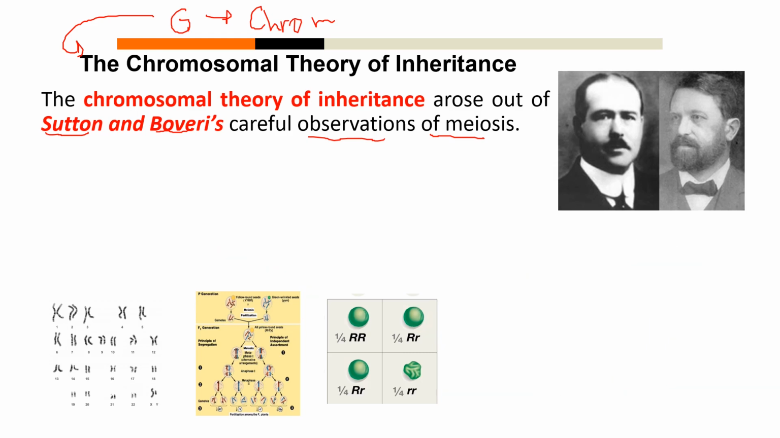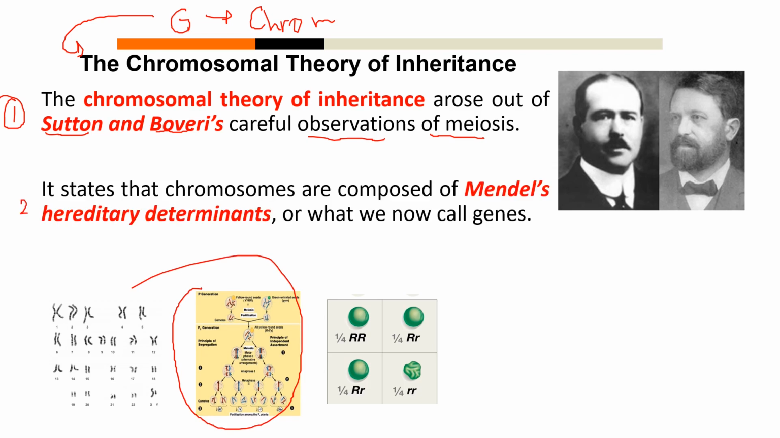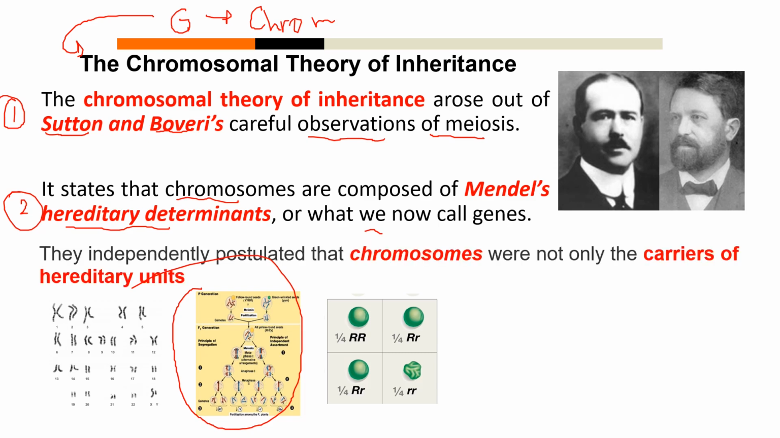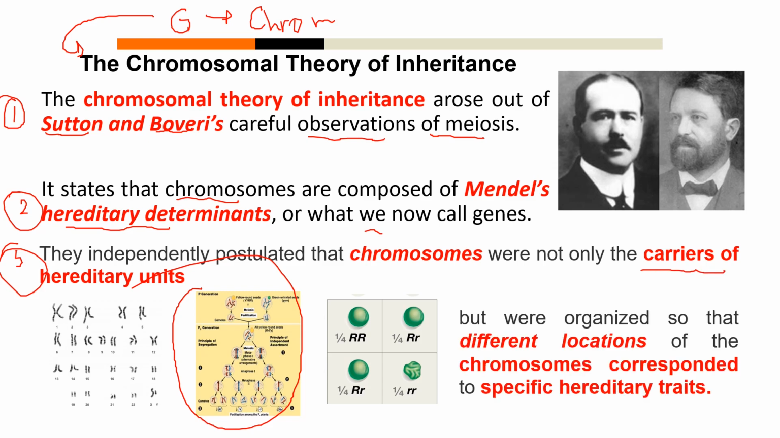So just to recap, remember that these two scientists proposed the chromosomal theory based on their observation of this process called meiosis. And then they state that chromosomes are composed of Mendel's hereditary determinants that now we call genes, and that this theory was proposed independently, and they found that the chromosomes were not only the carriers of these hereditary units, but they were organized in different locations of the chromosomes.